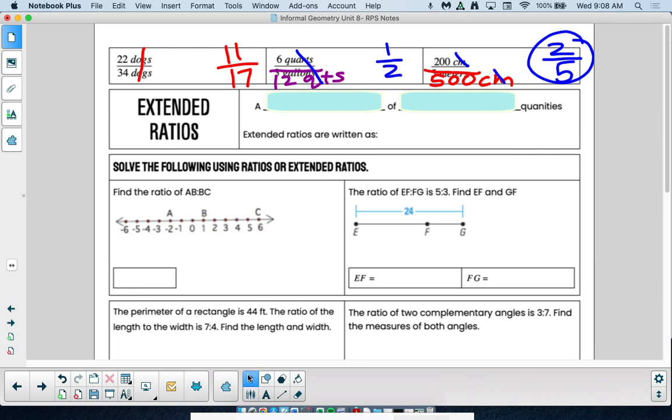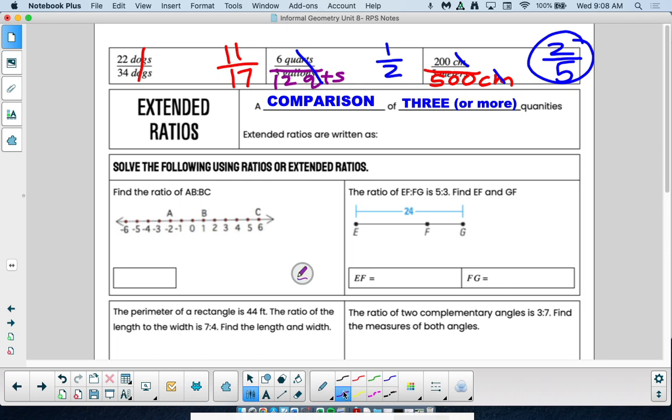Now, the last part of our lesson is an extended ratio. So it's a comparison of 3 or more quantities or numbers. Okay, so it's not just 2 anymore, it's potentially 3 or more. So what would that look like? It'd be a number to another number to another number. So we would have 3 things instead of 2.